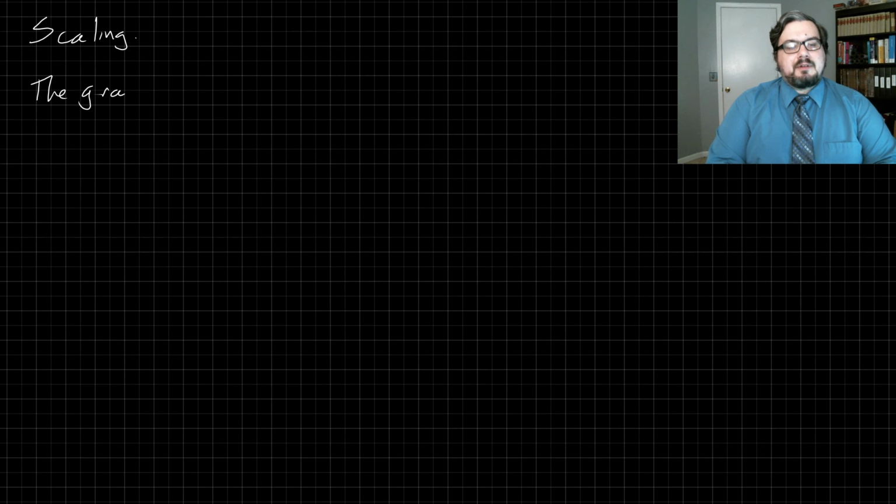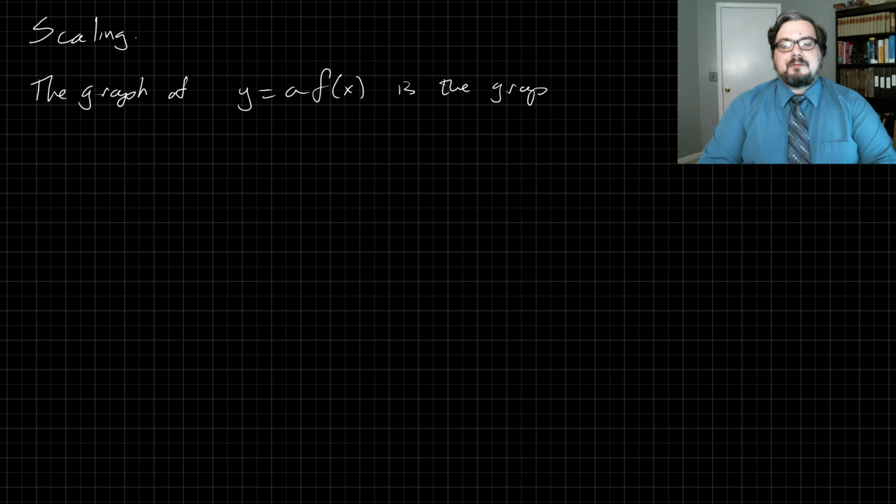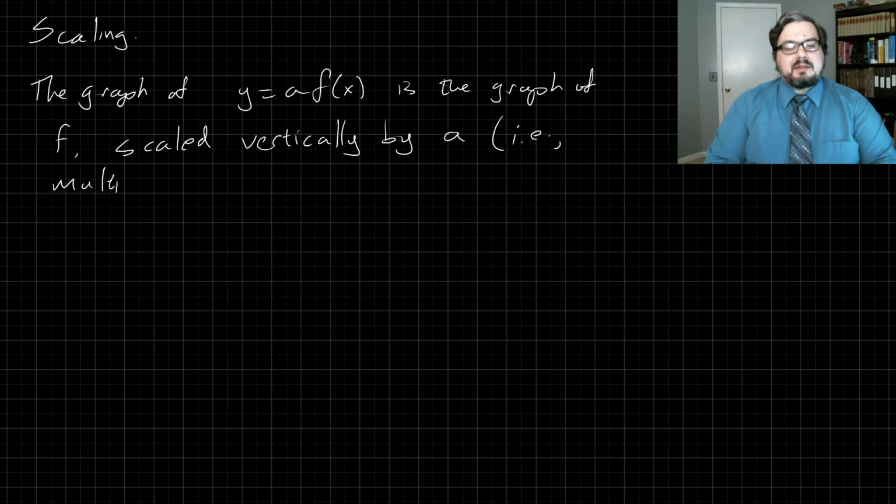So the graph of y equals a f of x is the graph of f scaled vertically by a. So in other words, we are going to multiply each y value by a.